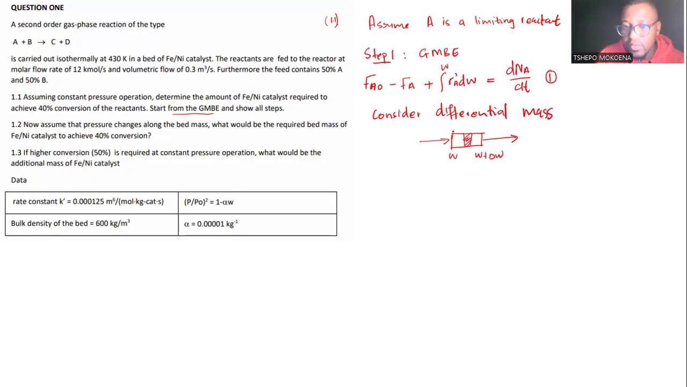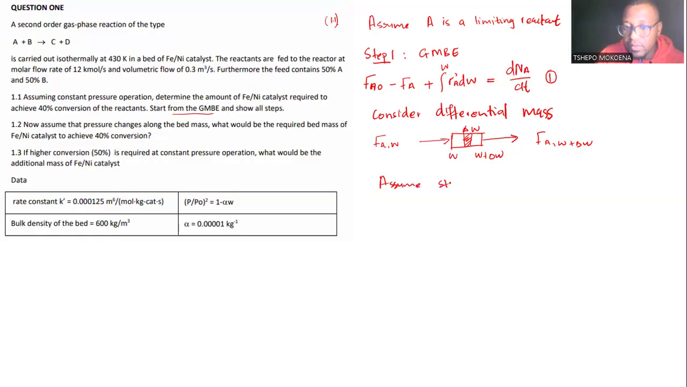Let's change in W, and then here we have a differential mass, which is denoted by delta W. So recall that this side we're going to have F of A at W, this side we're going to have F of A at W plus change in W, right? And then again, we will assume a steady state.